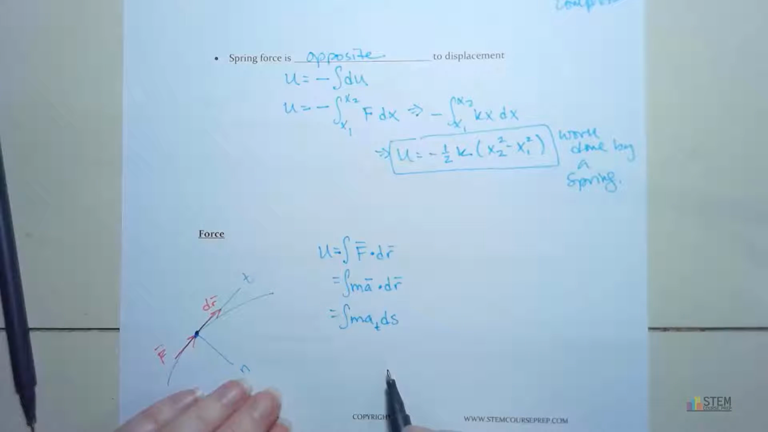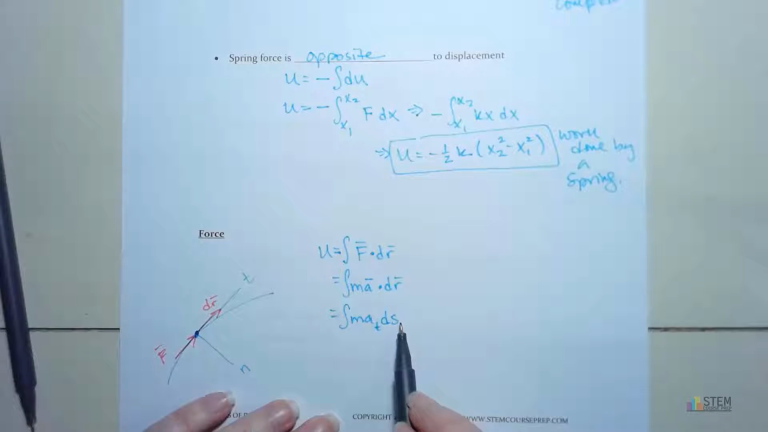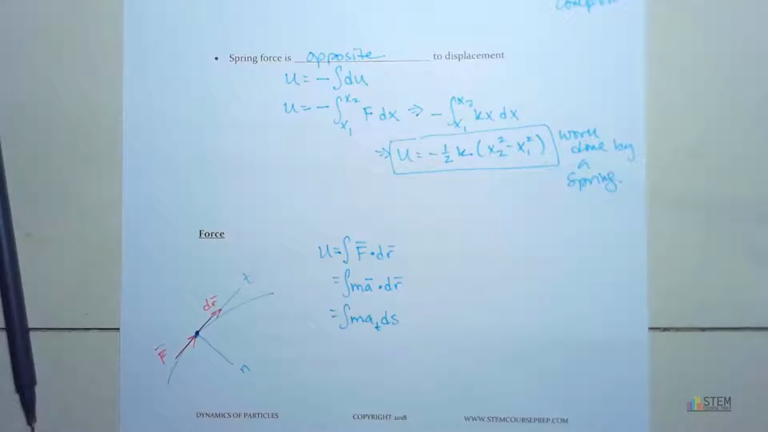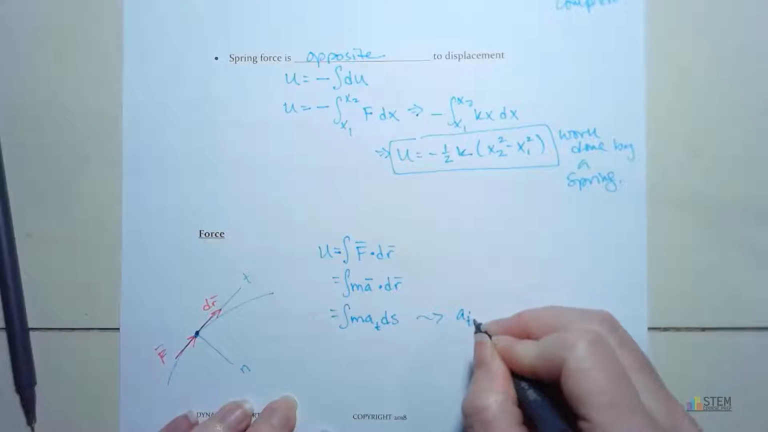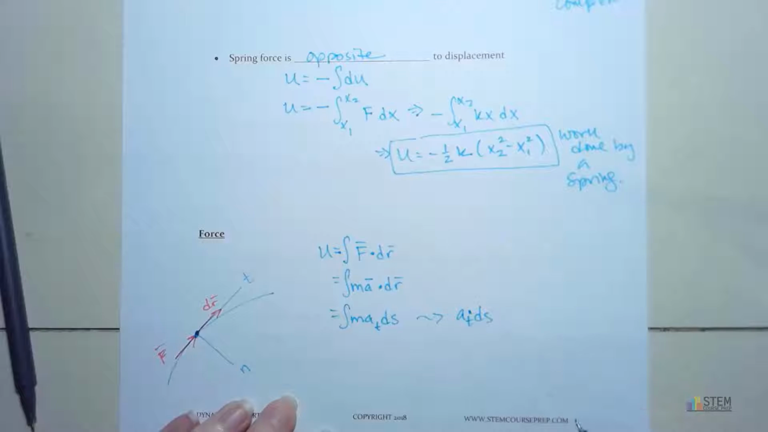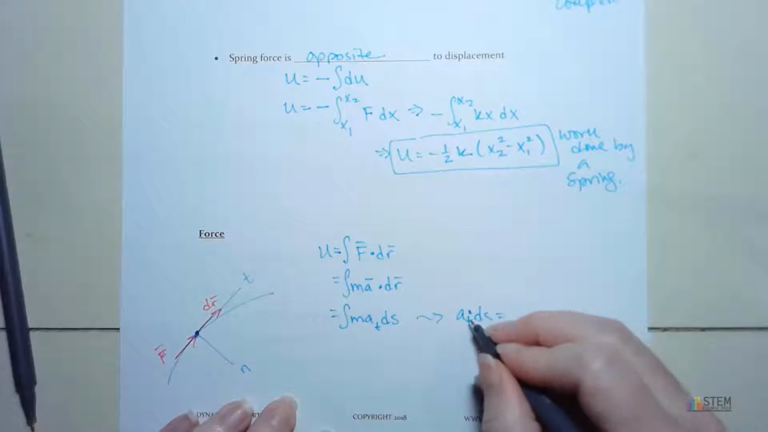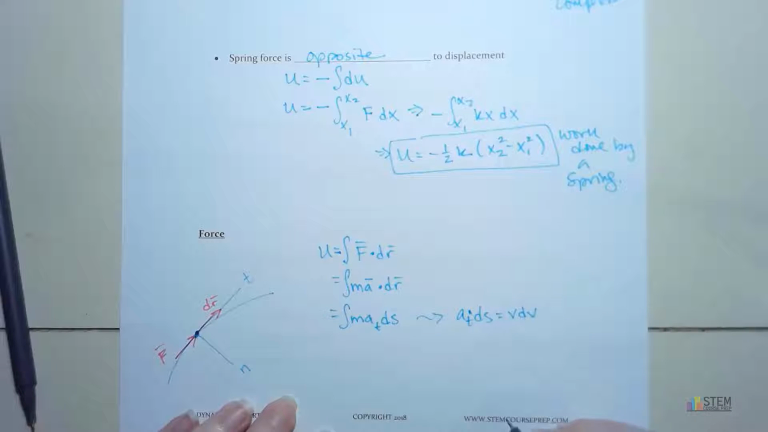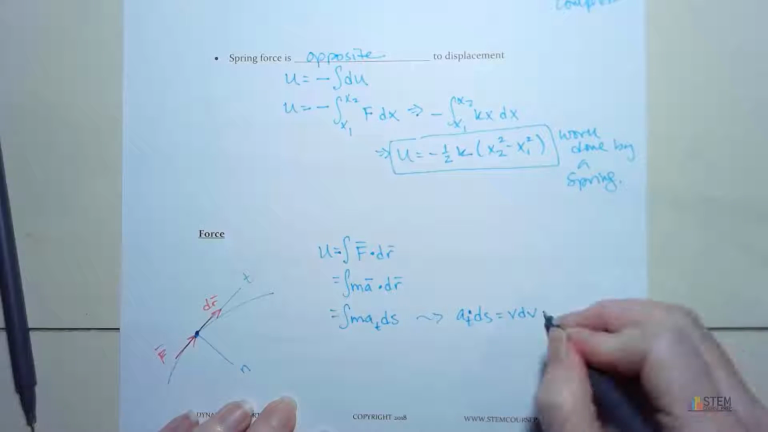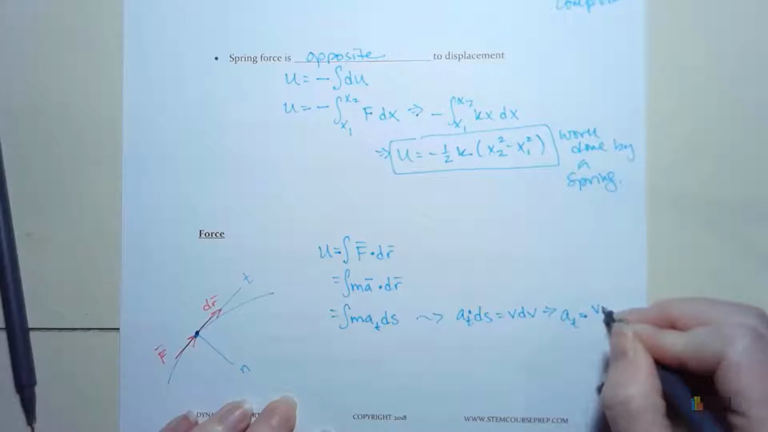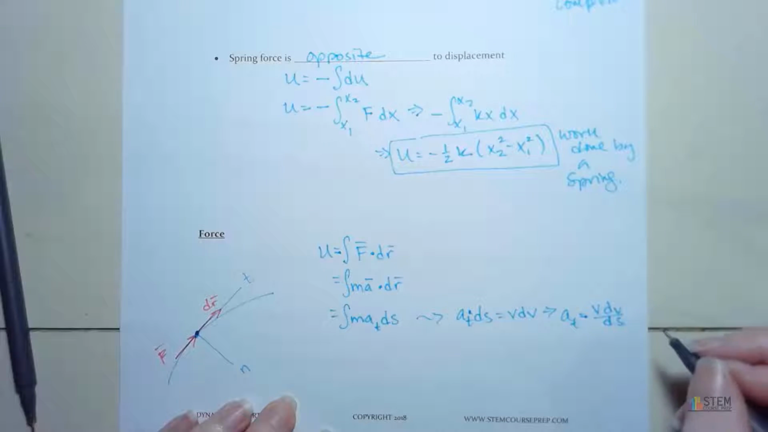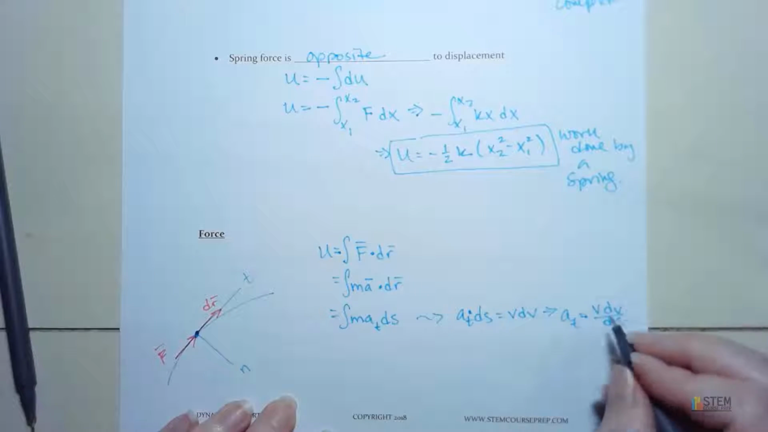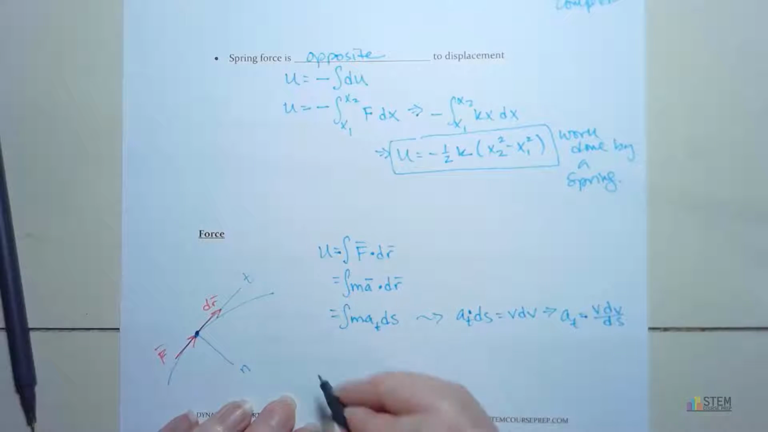Now what we're trying to do is get an equation for work that's a function of velocity. So let's focus in on this right here, this a_t ds. Now remember, a_t ds is equal to v dv. So let's go ahead and solve for a_t. So you get v dv over ds, like that. And now with that, we're going to plug this into this equation.